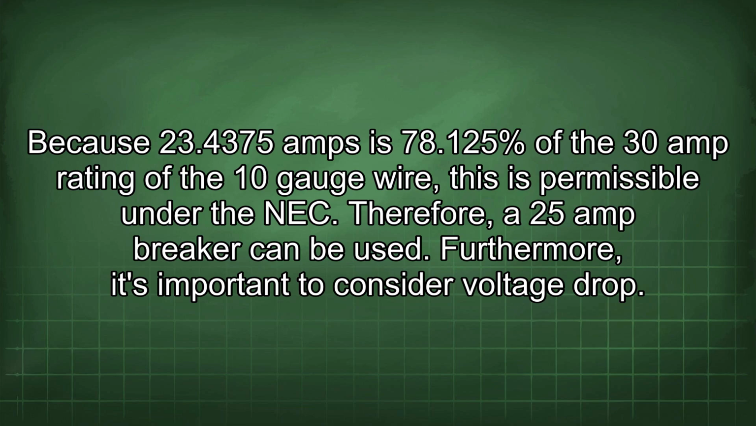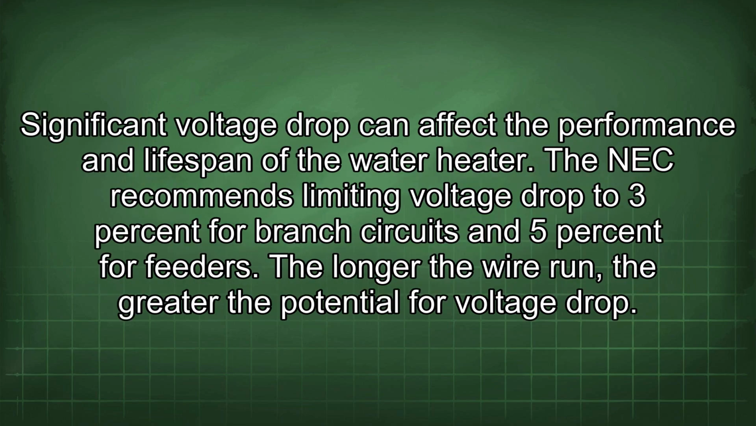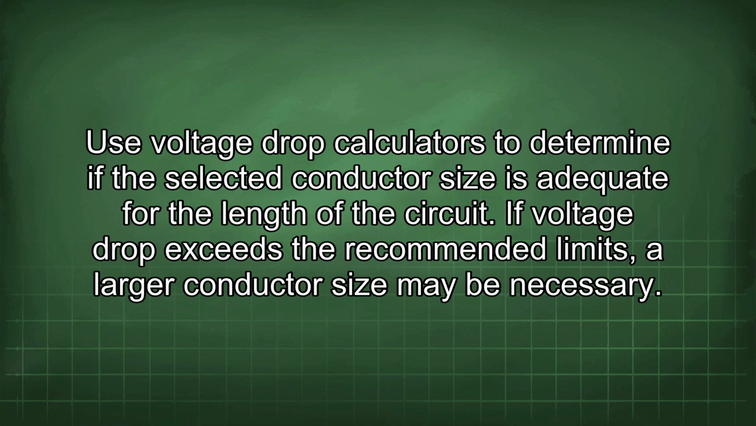Furthermore, it's important to consider voltage drop. Significant voltage drop can affect the performance and lifespan of the water heater. The NEC recommends limiting voltage drop to 3% for branch circuits and 5% for feeders. The longer the wire run, the greater the potential for voltage drop. Use voltage drop calculators to determine if the selected conductor size is adequate for the length of the circuit. If voltage drop exceeds the recommended limits, a larger conductor size may be necessary.